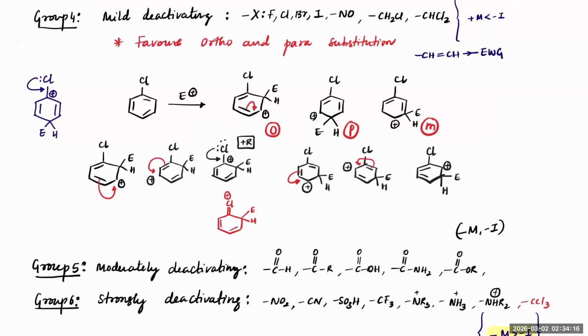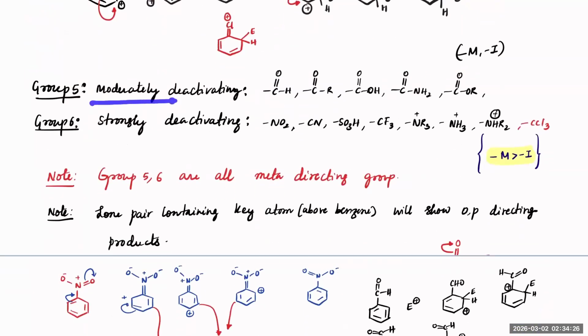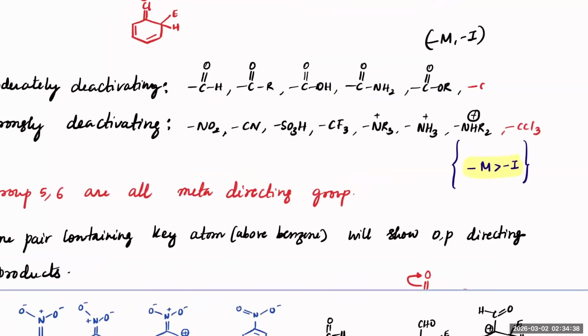Now, what does that mean? You can see, even though they are deactivating, yet these groups will favor ortho and para direction only. The fifth group is moderately deactivating. So wherever you have C double bond O, as in aldehyde, ketone, acid, amide, ester, acid chloride, all of them. You have C double bond O Cl. All of these kinds of cases are moderately deactivating groups.